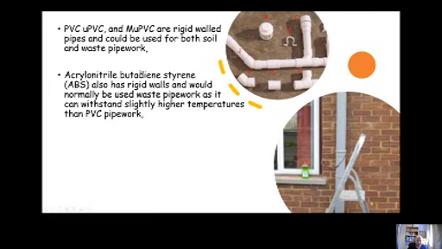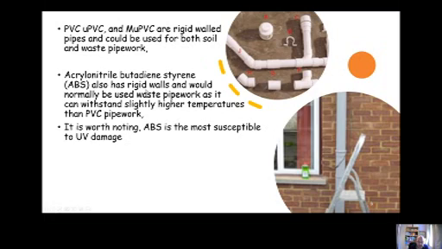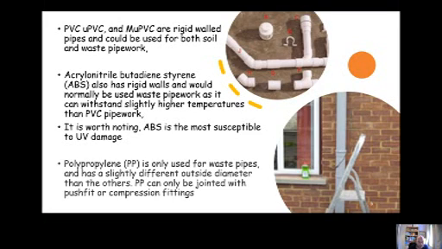ABS, again, is rigid walled. It stands for acrylonitrile butadiene styrene. I always have trouble with that one. It won't come up in the test as the full name, just as the shortened version. So ABS has got rigid walls. We generally use it for smaller bore waste pipe work. Interesting point about ABS, it is the one that's most susceptible to UV damage. Okay, so we'll remember that because guilds like to ask that one.